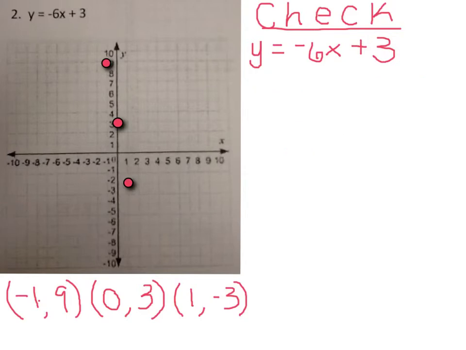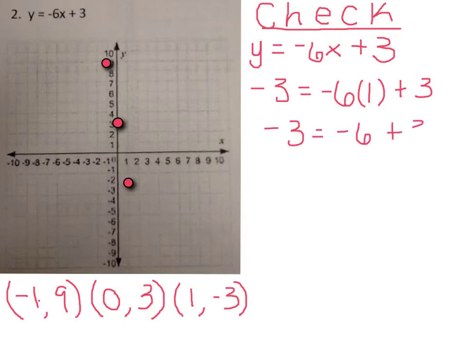Let's see if my final coordinate will work. (1, -3). -3 is my y value, and 1 is my x value. I will first multiply -6 times 1, which gives me a -6. Next comes addition. -6 plus 3 is -3, which means -3 is equal to -3. All three of our coordinate points worked in the equation.